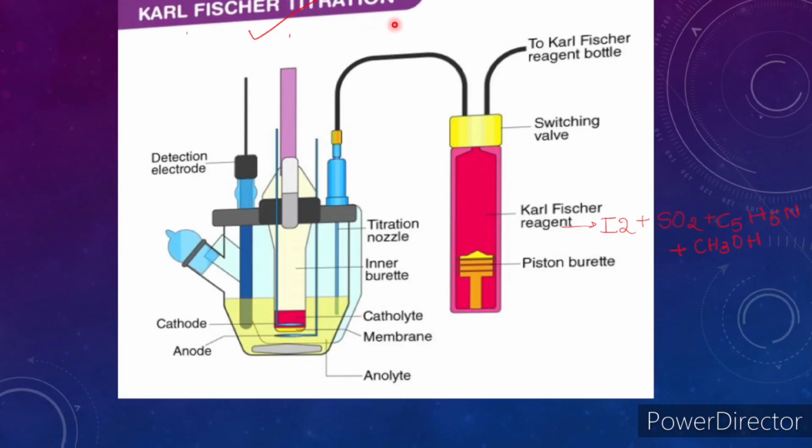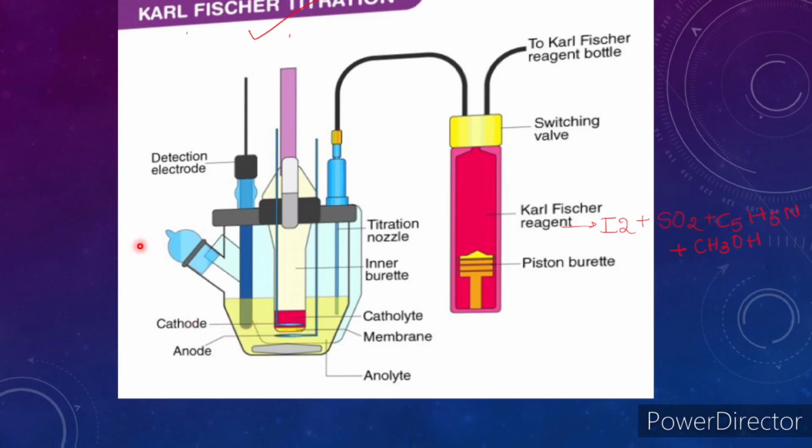This is the Karl Fischer titration. In this we will have the bigger beaker and the inner burette. This is the inner burette. At the lower side of this inner burette we will have the semi-permeable membrane, where the solution passes through it. We can see the anode here and the cathode here.